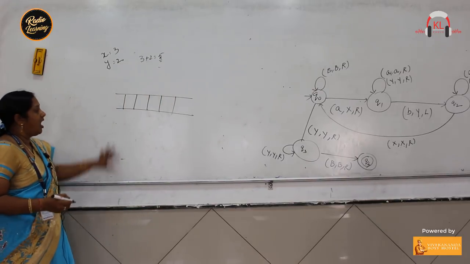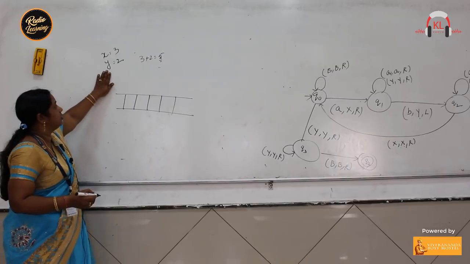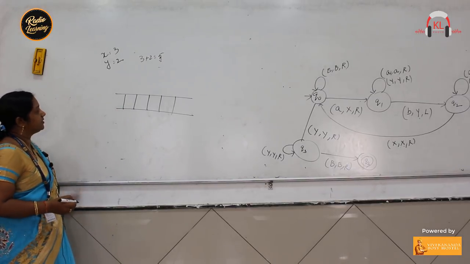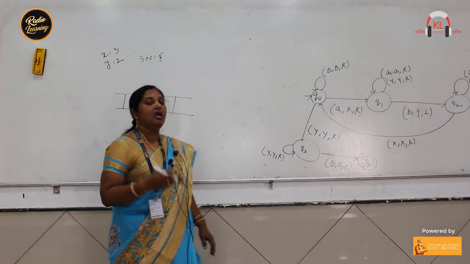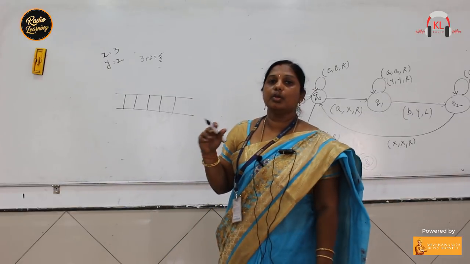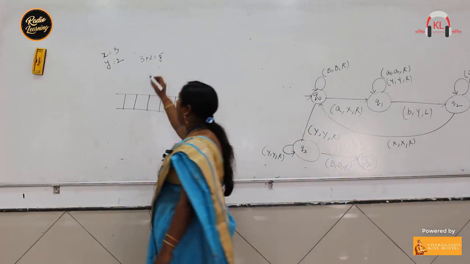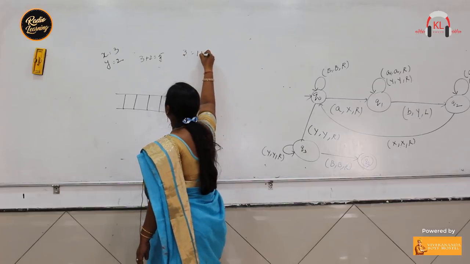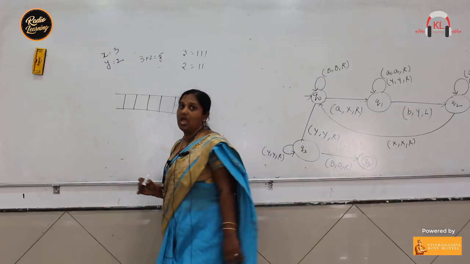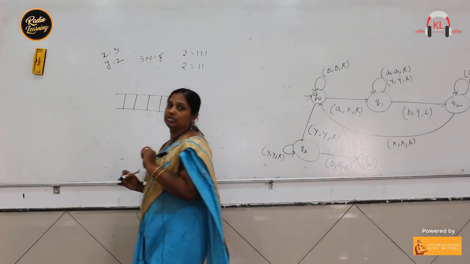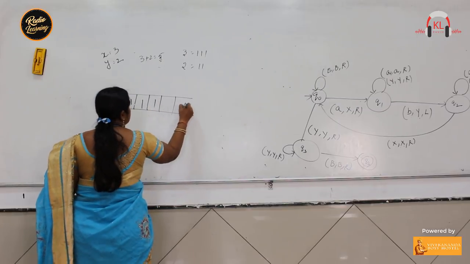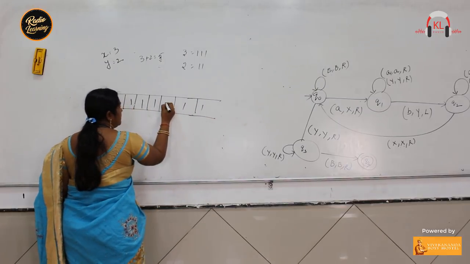For this, how am I going to represent this 3 and 2 on my input tape? The number representation can be done either in binary representation or in unary representation. Here I am taking the unary representation of a number. How are we going to represent the 3 in the unary format? 3 ones. How are we representing the 2 in the unary format? 2 ones. I am writing those two numbers on my input tape. Here I am taking 1, 1, 1 and then here 2 more ones. Here there should be a separator.